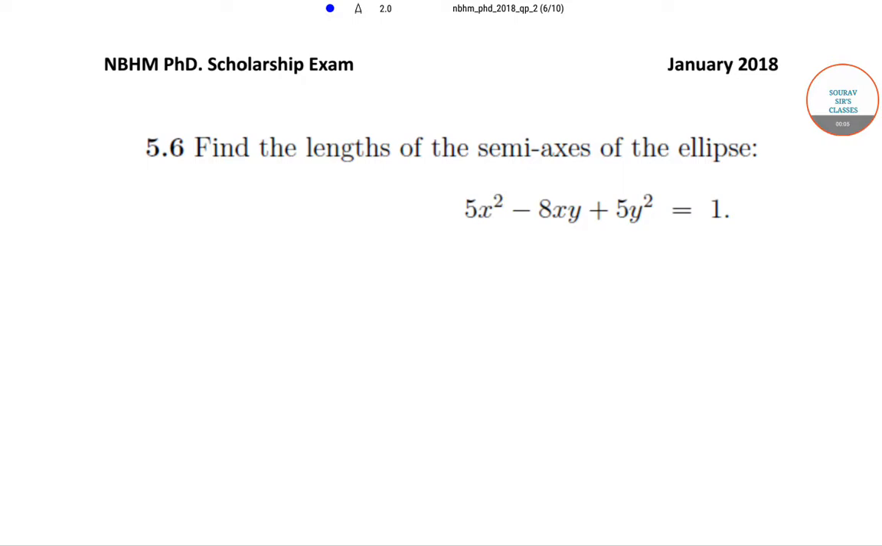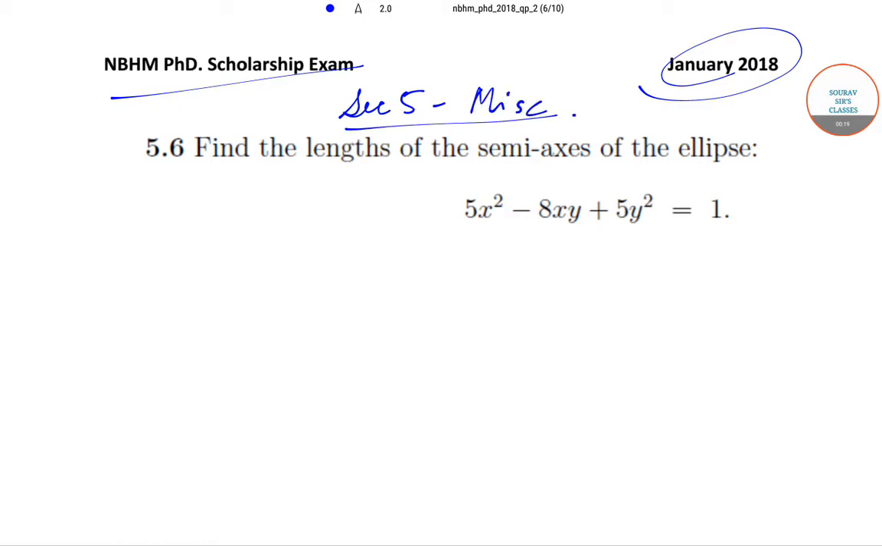Today we will be solving the NBHM PhD Scholarship Exam questions which came in the January 2018 paper. We will be solving questions which came in section 5, which is the miscellaneous section of the paper. Let's start off with the question. The question that we will be solving today is question number 6 from section 5.